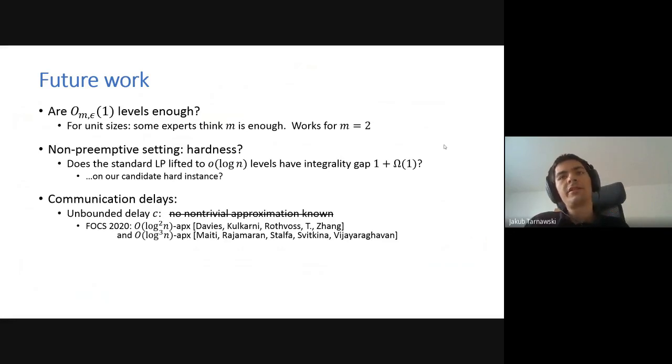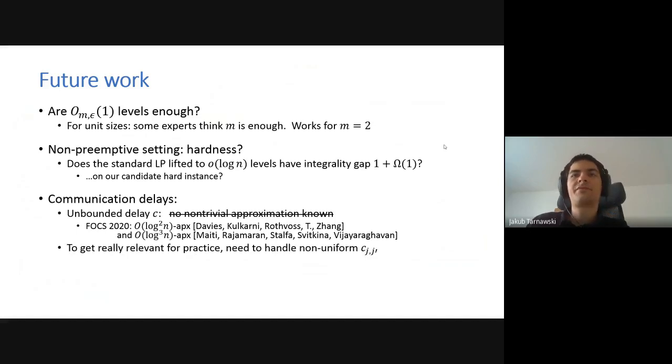Okay. So the communication delays problem. Previously I would say that we know nothing. There is no non-trivial approximation known if C is large. Recall that we could actually deal with any communication delays, even non-uniform ones, but they had to be small. But now there are 2 new works in FOCS that are independent. There is a log squared n approximation and independently a log cubed n approximation.